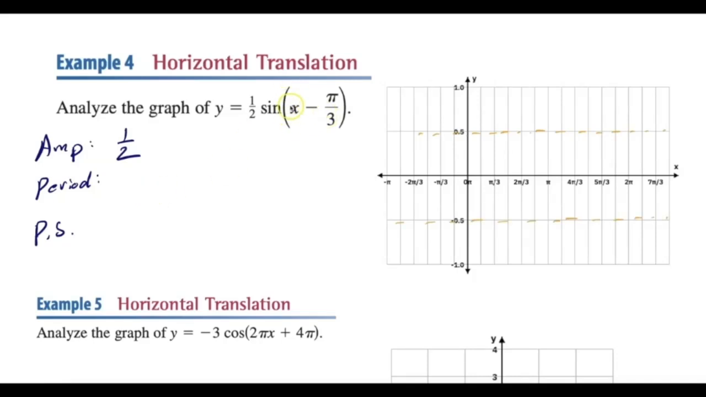Our period. Now, our b is the number in front of the x. So in this case, we don't have one. It could be here or it could be here. It depends on where they put it. So in this case, we don't have one. Our period is going to be 2 pi over 1. Our b is 1 still. So just 2 pi. So it takes 2 pi to finish our rotation.